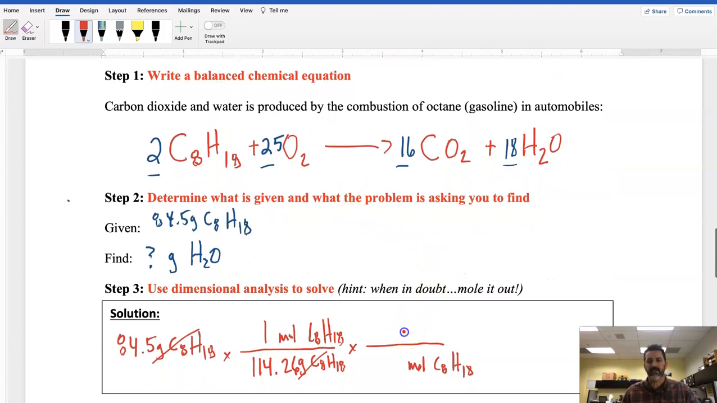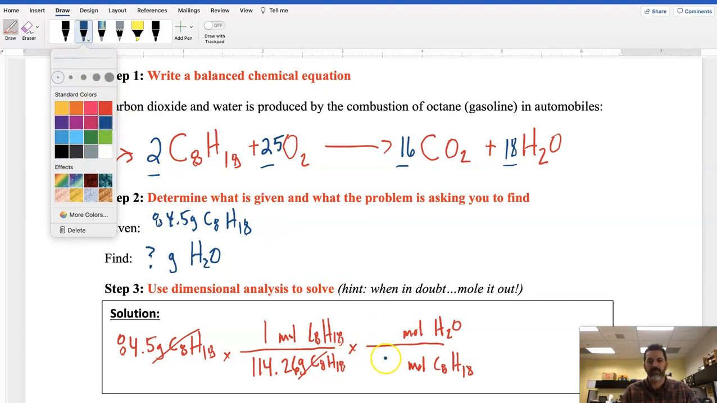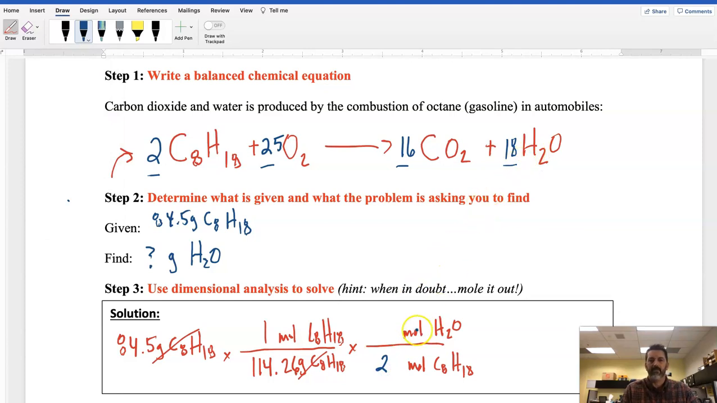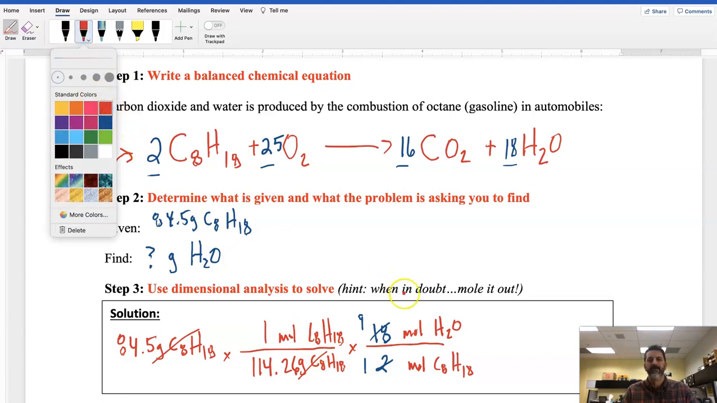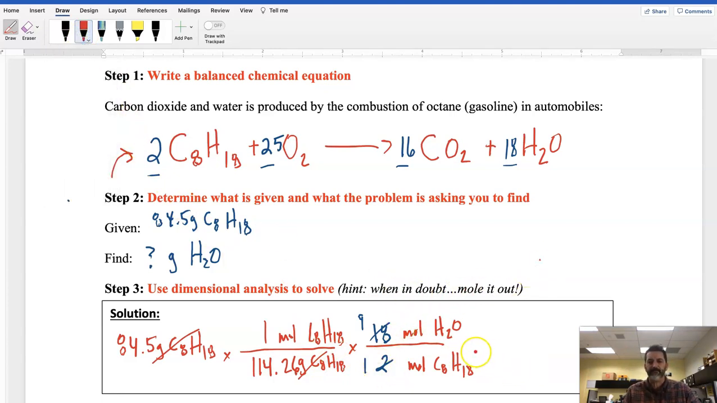So let's see. So that means I'm going to go to moles of whatever I want to try and find, which is water. I'm going to go back up to the balanced equation. Okay, so the coefficient in front of the octane is 2. So I know that this is going to be a 2. And then the coefficient in front of the water is 18. So I know the mole ratio is 18 to 2. You don't have to do this, but if you want to, you can reduce this down to 9 and 1. Sometimes it makes the math a little easier. But you don't have to do that. You can keep the 18 and the 2.